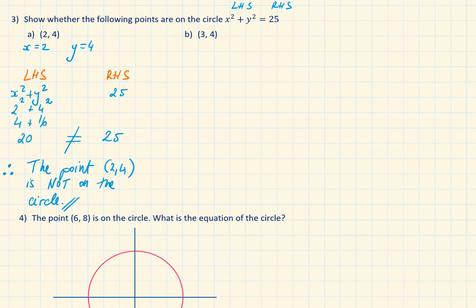Let's do the same comparison for the other question. Again, we are going to substitute the x and the y values. That's 3 squared plus 4 squared. 9 plus 16, that is equal to 25. We can see that the left hand side is equal to the right hand side. Now we just have to state this in a conclusion.